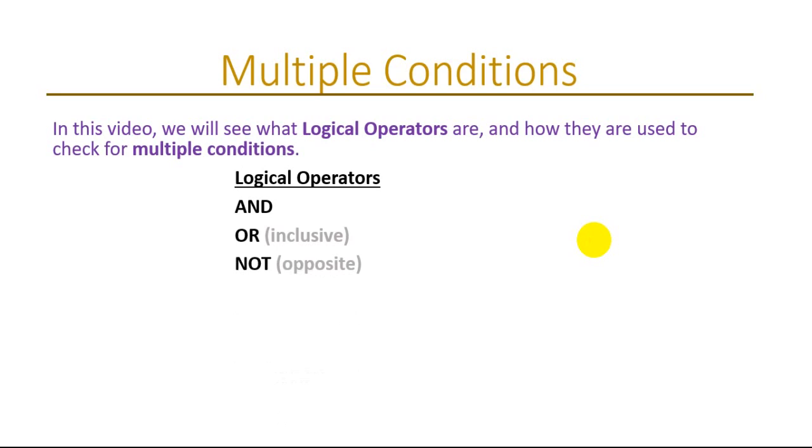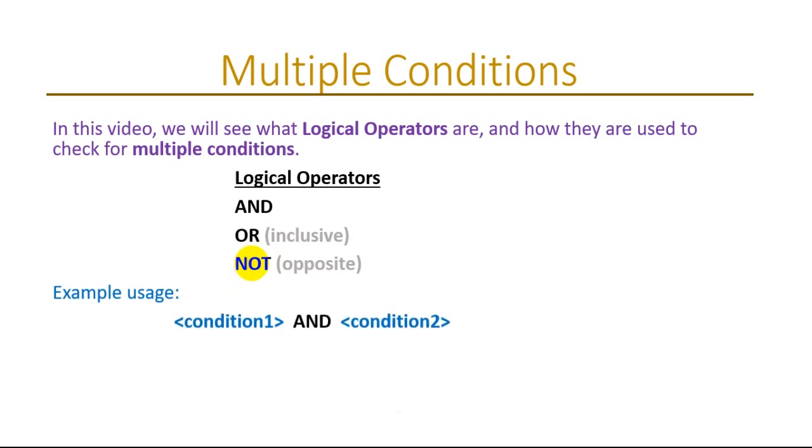These are three operators. Actually, NOT is not used for joining, but still it's part of the logical operators. So I will explain how NOT also works. AND and OR are actually used for joining multiple conditions. NOT is used slightly in a different way. Let's go ahead and see them.